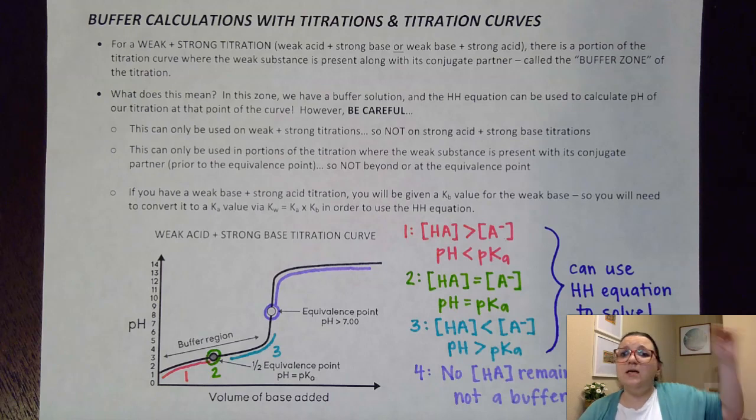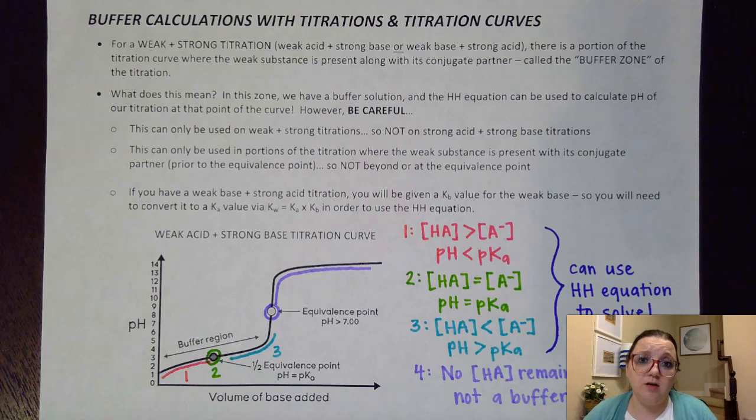I wanted you to see the difference in each of those segments on the titration curve and how you would calculate them, because that method I showed you always works. If you try to use this equation on sections where you're not allowed to, your math is going to be all messed up and you're going to be sad because you're going to get the wrong answer. So you have to be careful.